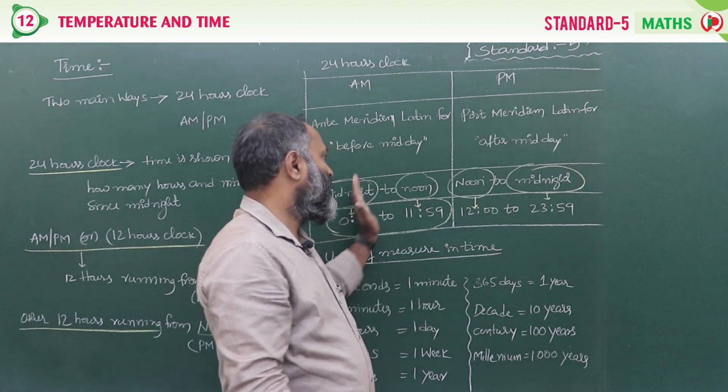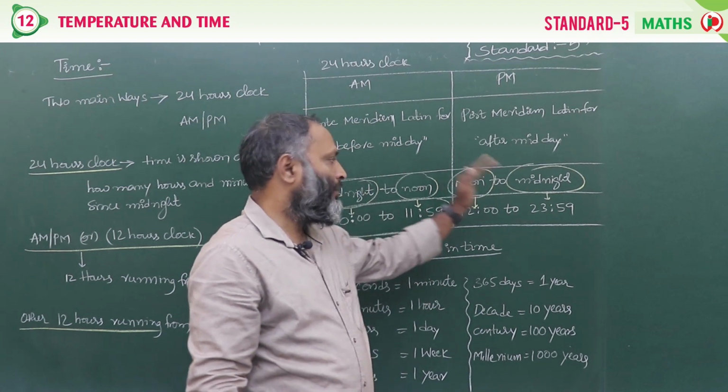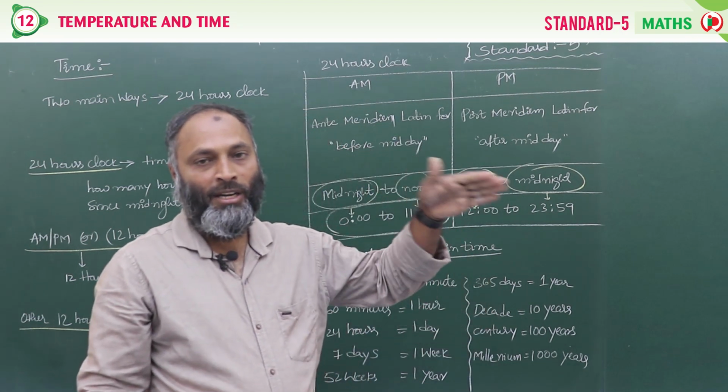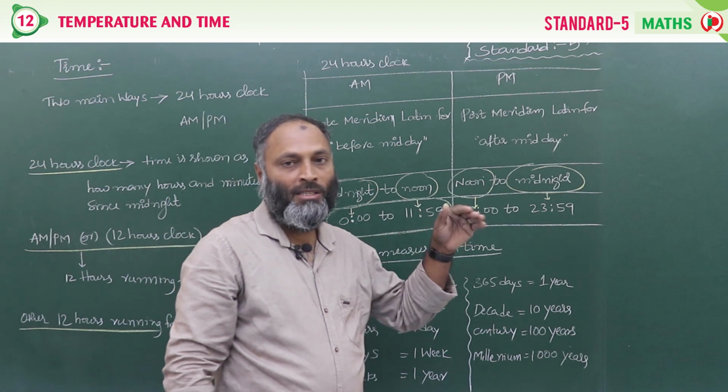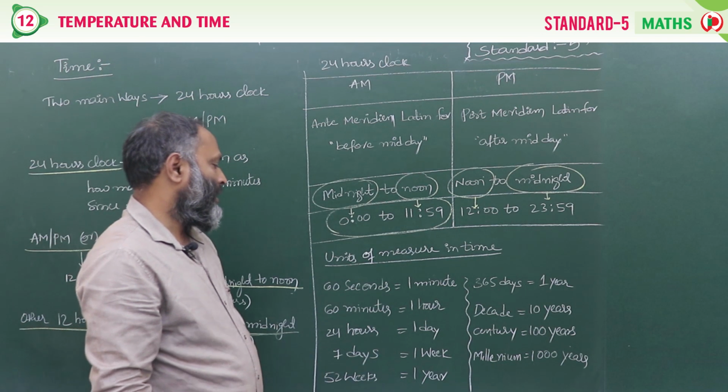Okay. AM hours, PM hours. So this is the difference between AM and PM. AM means from midnight to noon, and PM means noon to again midnight. So those are all the AM and PM hours.